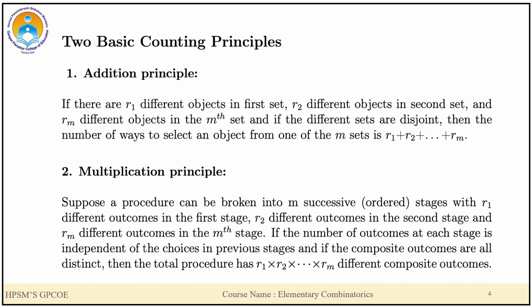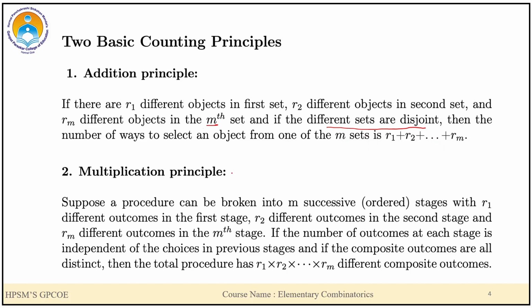Now here we have these two basic counting principles. First, the addition principle. What it says is, suppose we have R1 different objects in the first set, R2 different objects in the second set, and Rm different objects in the mth set, and if the different sets are disjoint, this is important, then the number of ways to select an object from one of the m sets is R1 plus R2 up to Rm. So we need to add all these outcomes.